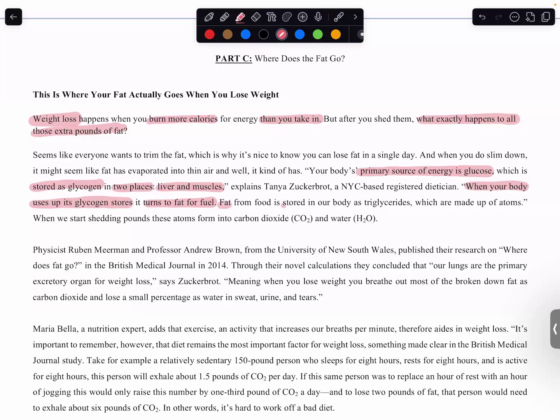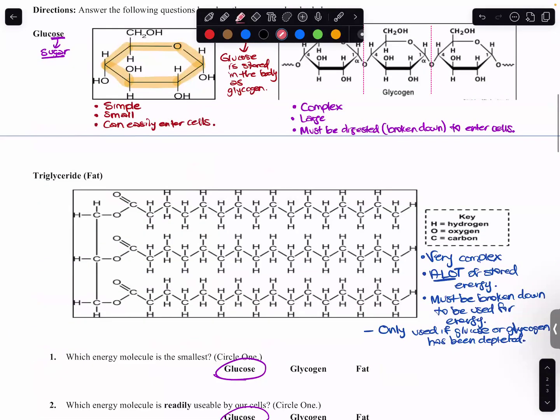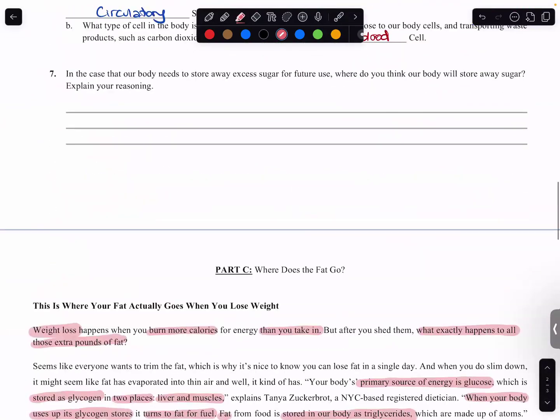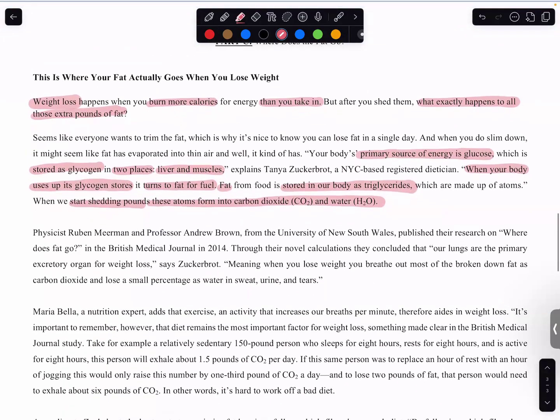All right? Fat is stored in our body as triglycerides, which is made up of atoms. When we start shedding pounds, these atoms form into carbon dioxide and water, right? So if we take a look here, we have H for hydrogen, O for oxygen, and C for carbon. These atoms are going to get rearranged when we start using and burning this fat. It's going to get rearranged into carbon dioxide and water, which is a lot easier for us to let go of simply by exhaling, right?